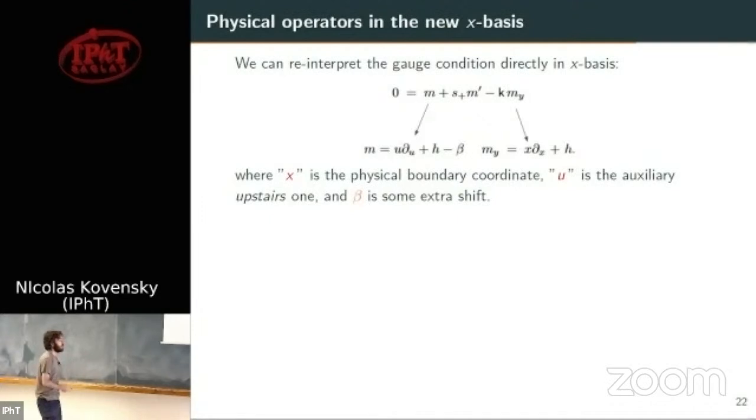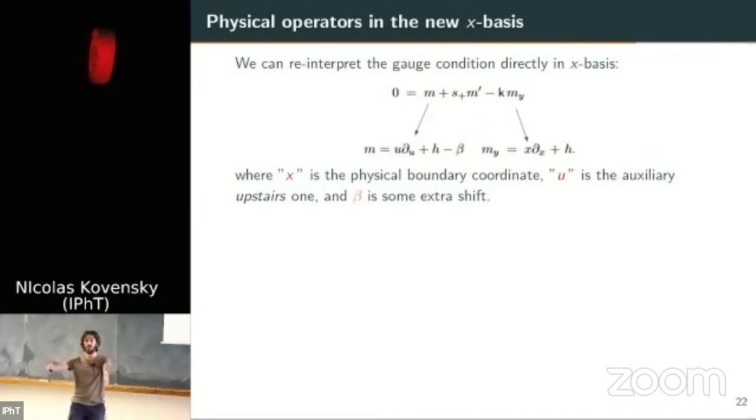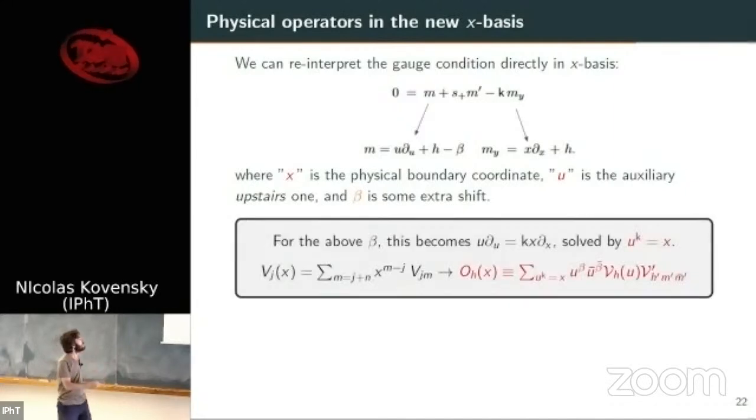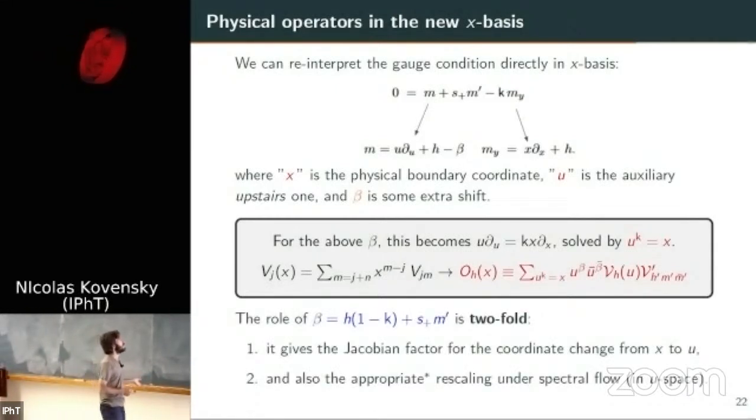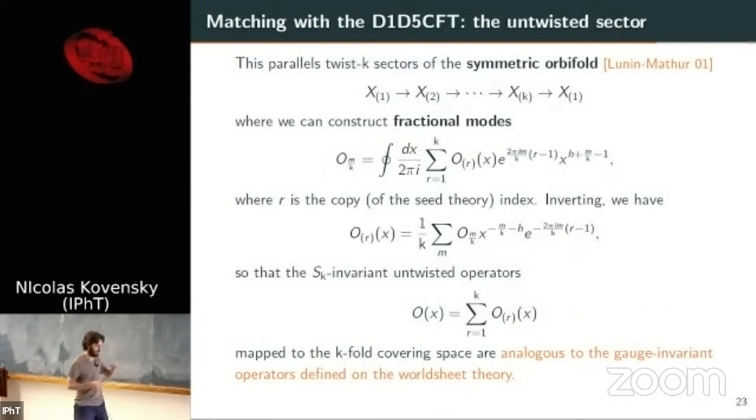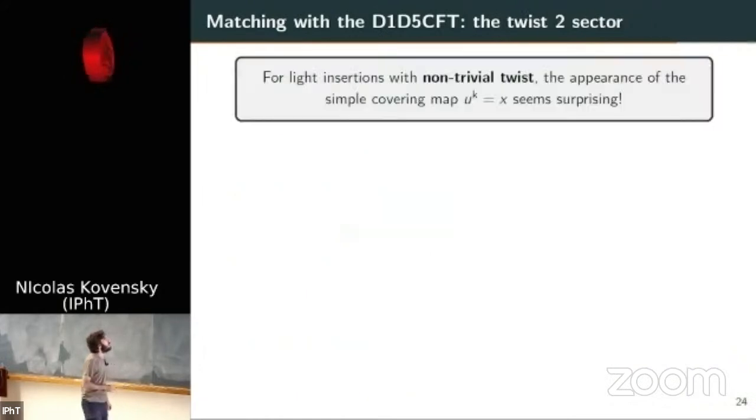So the gauge invariance condition directly in the X basis is telling me how to define gauge invariant operators. I just take the usual construction in AdS3, evaluate it at the kth roots of the physical insertion points, multiply by u to the beta and u-bar to the beta-bar, and sum over all the possible roots. This is operator by operator, and hence, since it's operator by operator, I can do it in any arbitrary correlator.